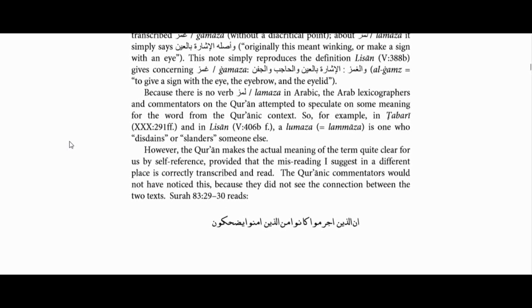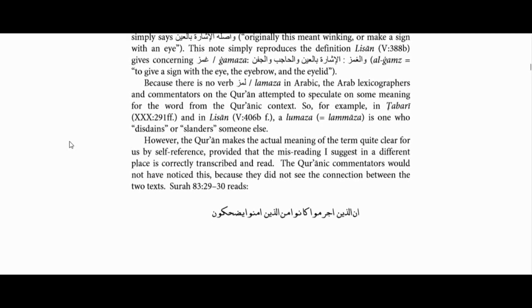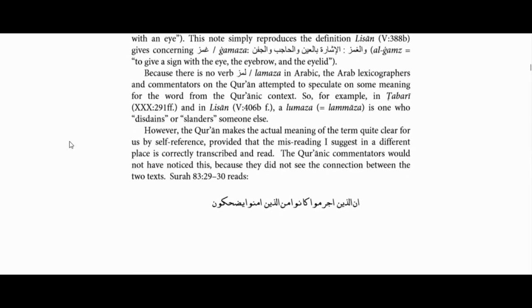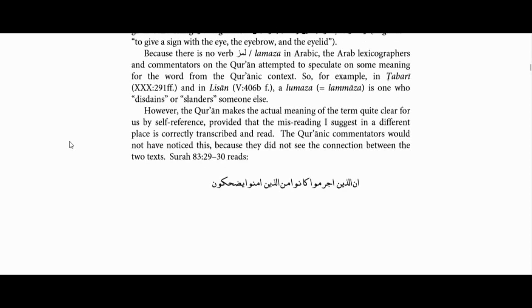Because there is no verb lamaza in Arabic, the Arab lexicographers and commentators on the Quran attempted to speculate on some meaning for the word from the Quranic context. So, for example, in Tabari 3291 FF and in Lisan v 406b F, lumaza or lamaza is one who disdains or slanders someone else.